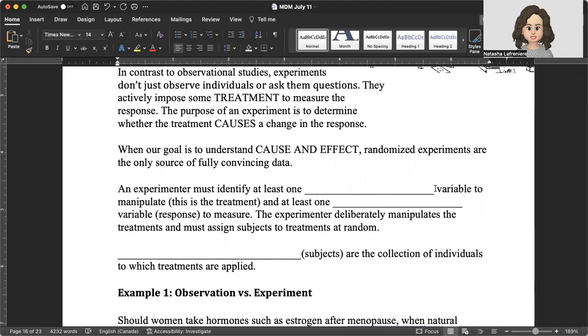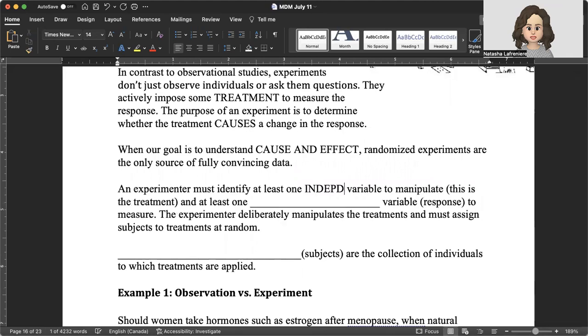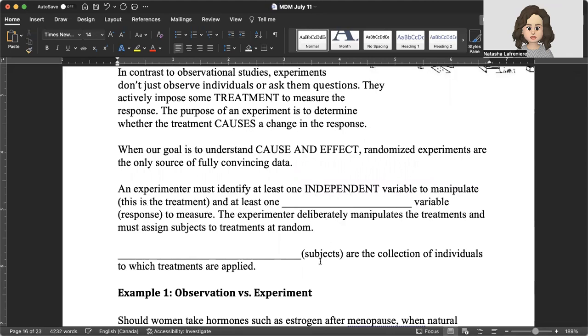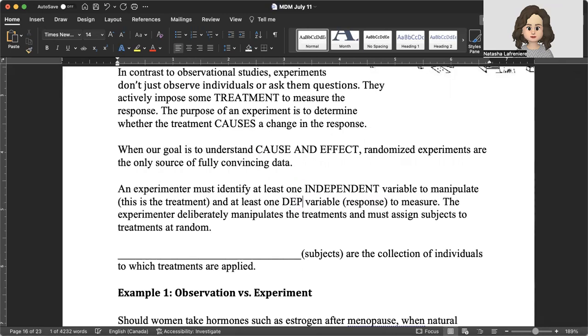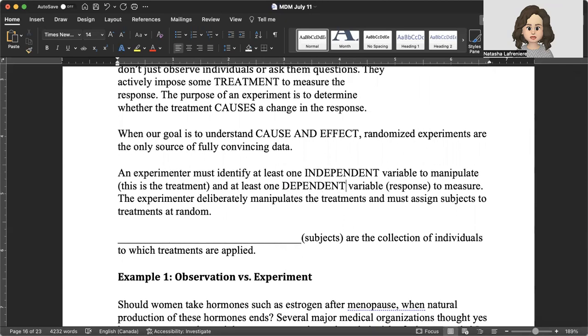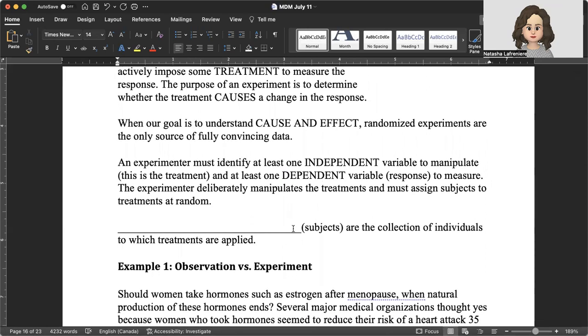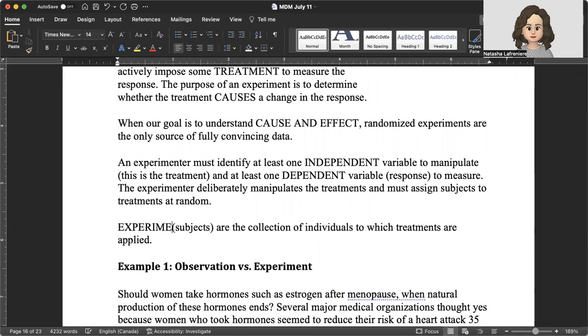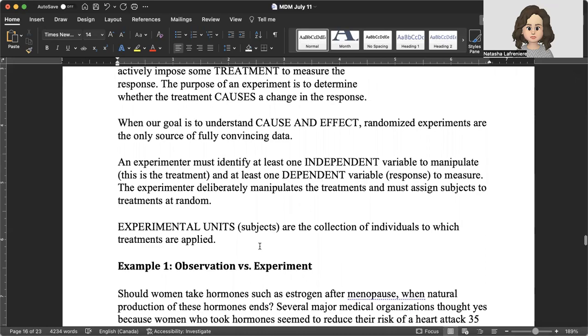An experimenter must identify at least one independent variable to manipulate. So this is the treatment, and at least one dependent variable, which is the response. The experimenter deliberately manipulates the treatments and must assign subjects to treatments at random. Experimental units, so your subjects, are the collection of individuals to which treatments are applied.